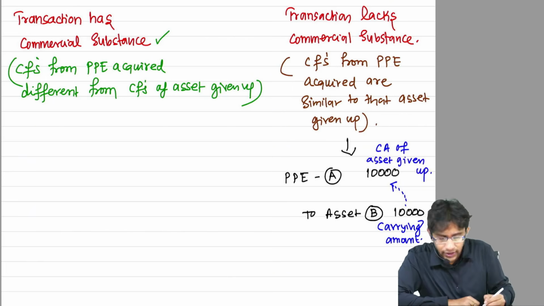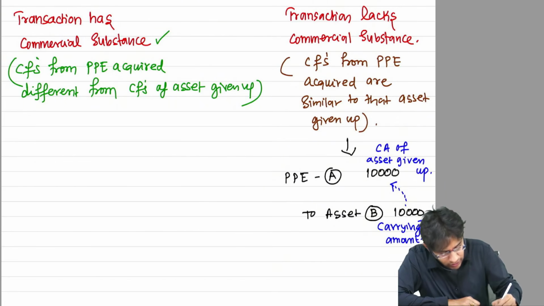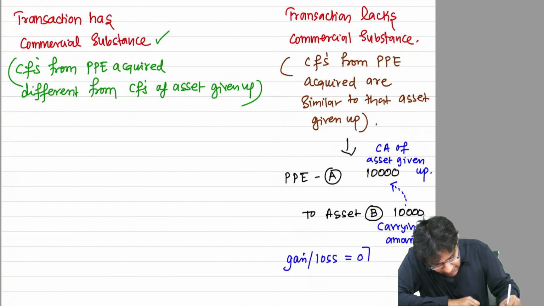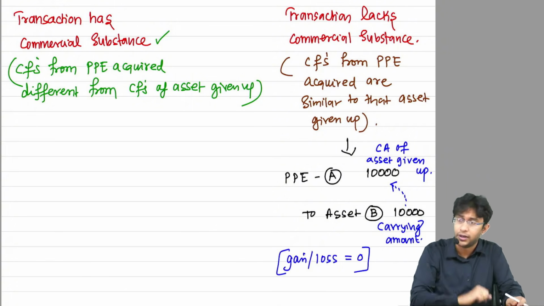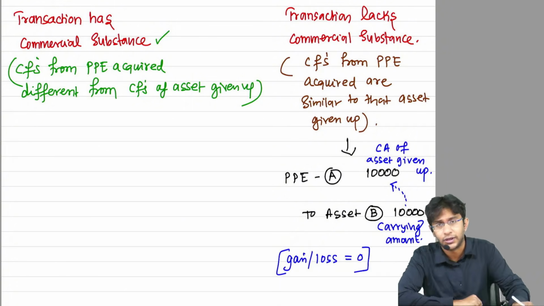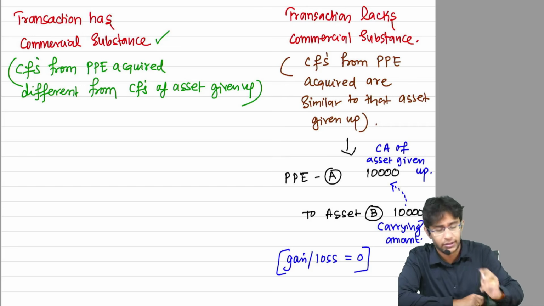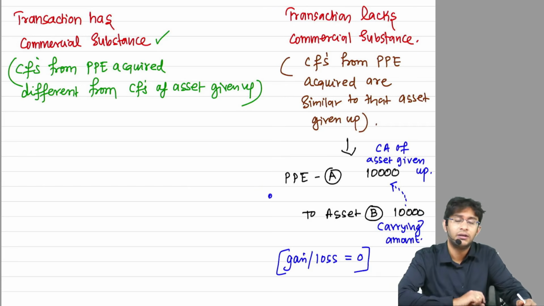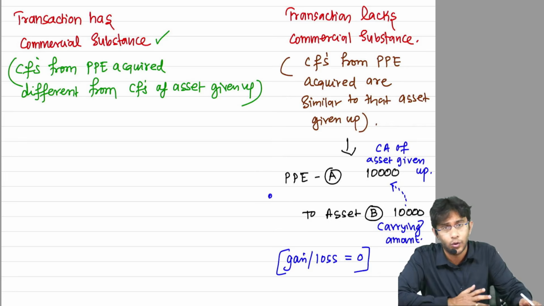Now, the goal here is that you have to ensure that gain or loss is equal to 0. You see here in the above entry, the outgoing asset is credited with 10,000. The incoming asset is also debited with 10,000. Because of that, there is no difference. There is no gain, no loss.